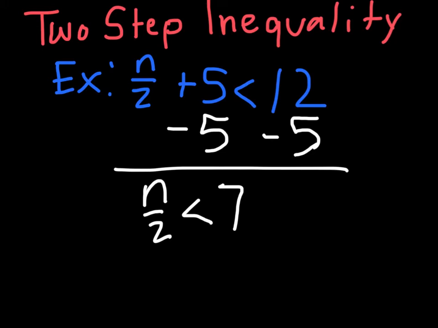The last step would be multiplying 2 on both sides. So you'd have to multiply 2, and then your answer would be n is less than 14.